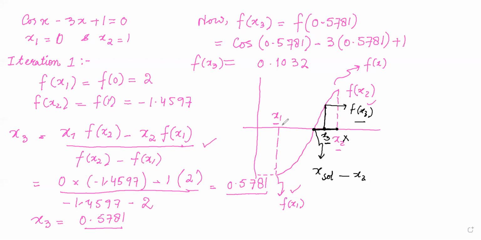Now we will take the solution domain going from x1 to x3, and we'll start searching. We will now search our solution in this region. No need to take this x2. Now in place of x2 in the next iteration, we will take x3. Now our new solution domain will be from x1 to x3. That is what I will do. We will go for iteration 2.